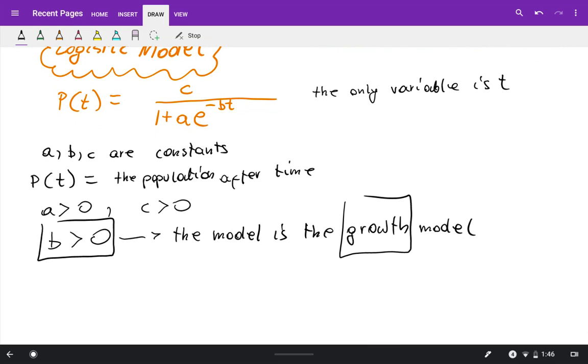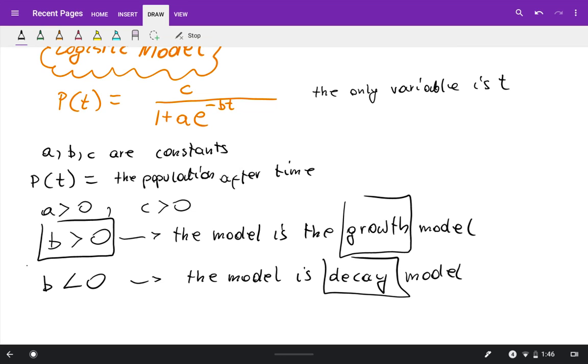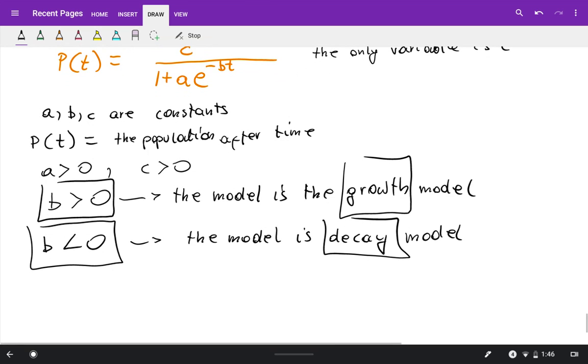When B is less than 0, we have a model that is decreasing, which is a decay model. So decay when B is less than 0. Why is B super important? Because the absolute value of B, we call the growth rate. Again, it can be positive or negative.